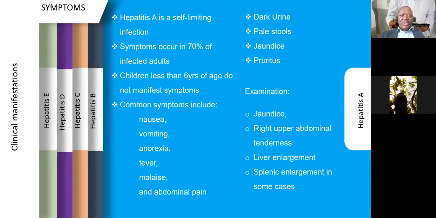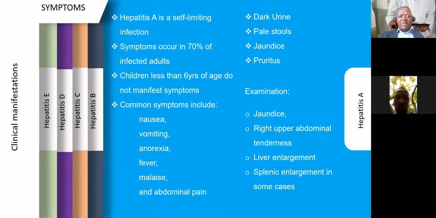Okay. Now let's talk about the symptoms of acute hepatitis. Most of these symptoms will apply to all of them, but the dramatic ones will occur in A and E. B also relatively, but C may pass unnoticed. D viral infection, like I said, will happen on the background of B. So hepatitis A is a self-limiting infection. The symptoms occur in about 70%, 7 out of 10 persons will have the symptoms. Children under 5-6 years of age do not commonly manifest with symptoms.